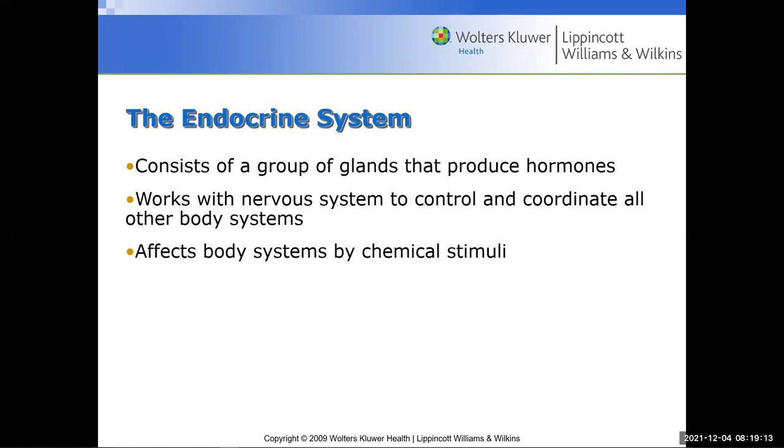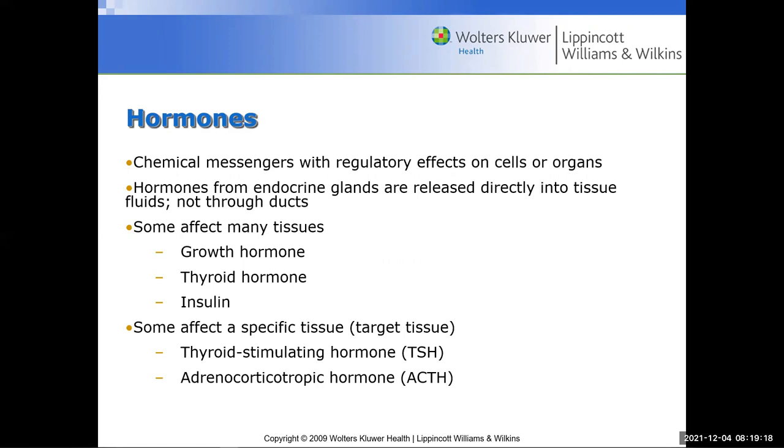So what are some of the effects that occur because of the hormones? Now, these hormones by nature are chemical messengers. And when they are secreted, some effects that they may have on tissue, you have growth hormone, thyroid hormone, and insulin. It is important to remember that these hormones are secreted in the blood, and the blood goes throughout the entire cardiovascular system. In this way, it reaches virtually every cell in the body.